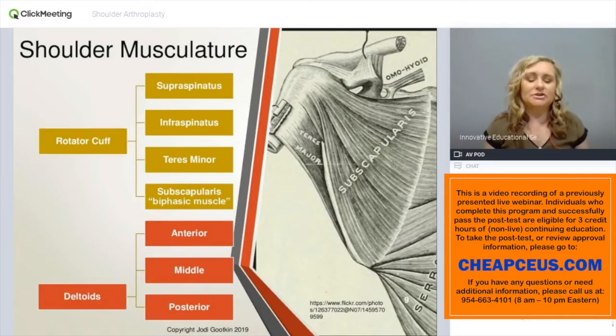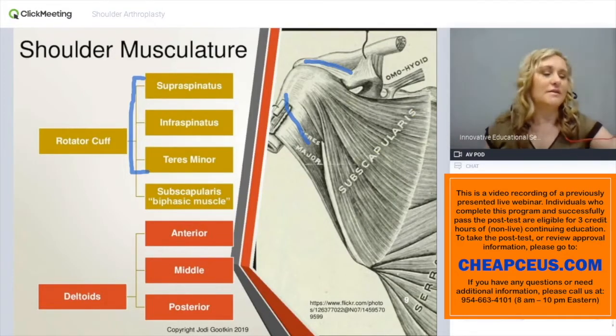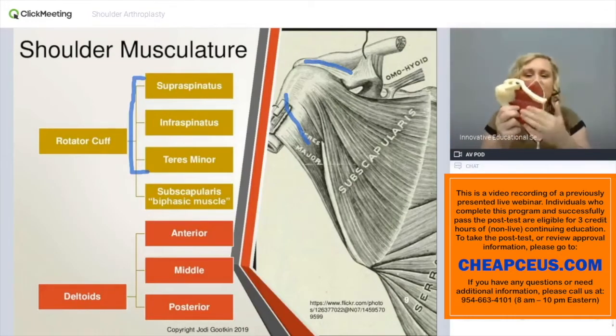Basic review of our shoulder musculature. We remember that rotator cuff with our SITS muscles, our supraspinatus, infraspinatus, and teres minor are coming in to attach here onto that greater tuberosity. And then our subscapularis muscle sitting on the anterior surface of the scapula.